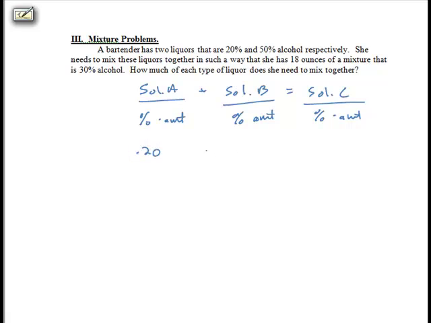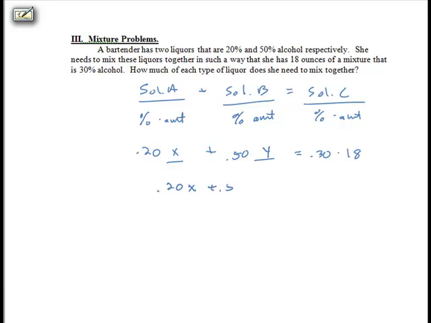We know the percent for the two solutions that are being mixed together, 0.20 and 0.50. And we know the percent of the final solution is going to be 30%, 0.30. We do not know how much of solution A or solution B we need, but we are given how much of solution C, the final product, we need: 18 ounces. So we have two missing spaces here, which works out well because we know we're going to be using two variables, x and y.